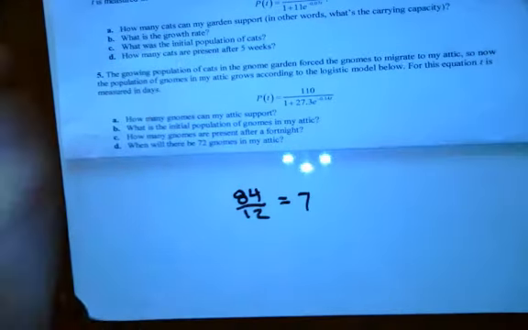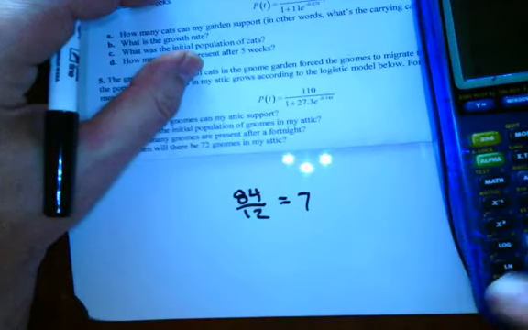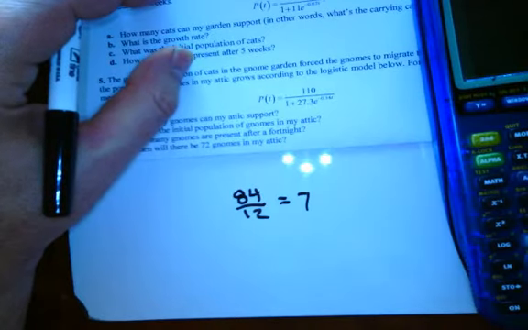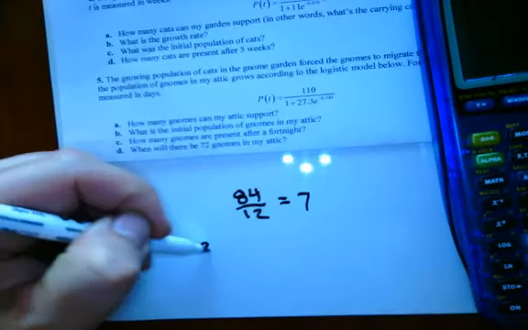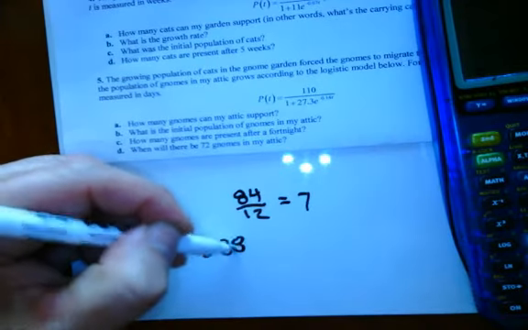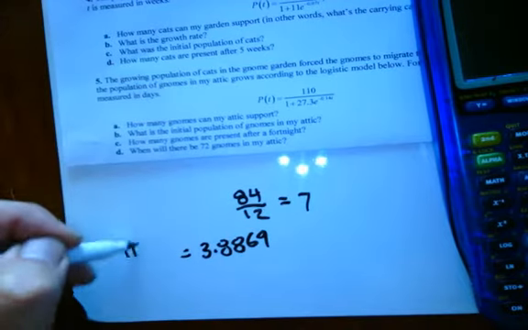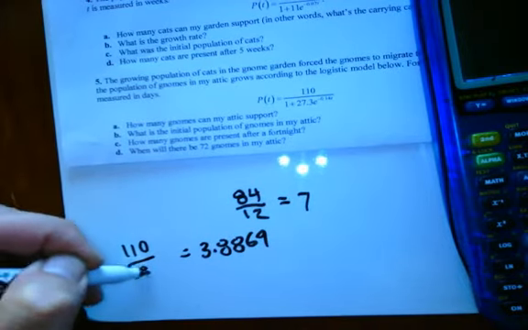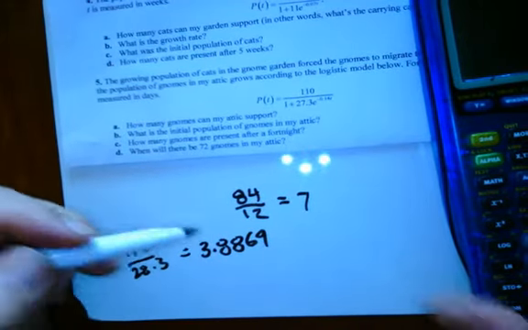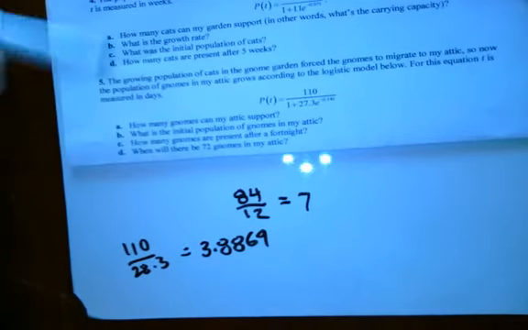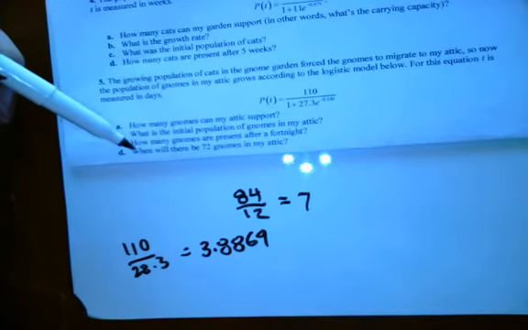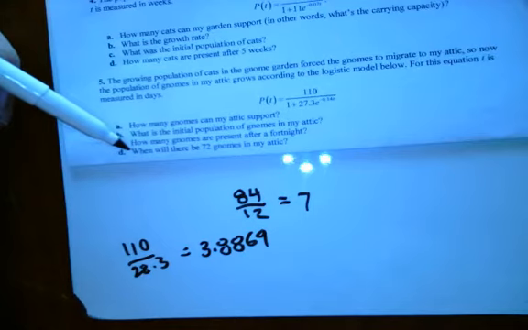What is the initial population of gnomes in my attic? Well, for that, I'm going to have to plug a 0 in for t. E to the 0 is 1. 1 times 27.3 is 27.3. Plus 1 is 28.3. And so I want 110 divided by 28.3. And I get 3.8869 gnomes. That's 110 divided by 28.3.